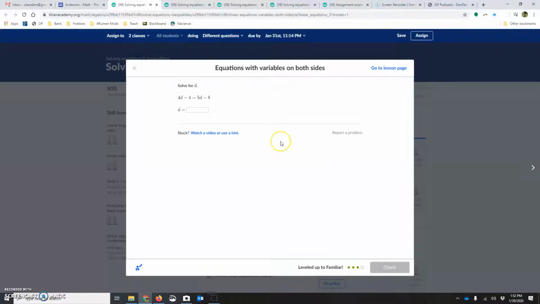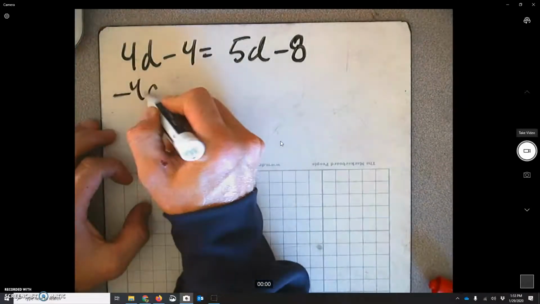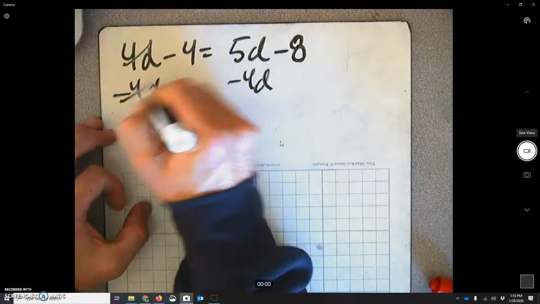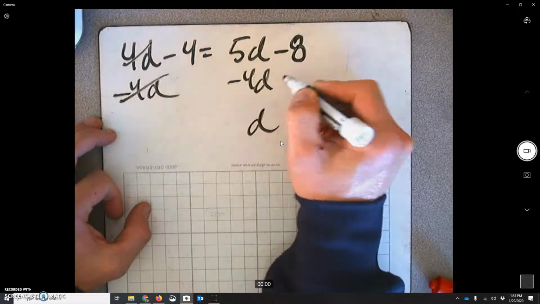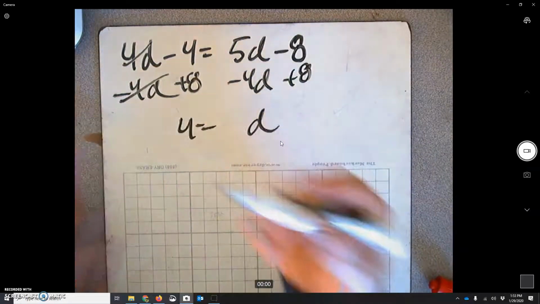Okay, I'll do this one real fast, might as well. I'll write it down. So 4d minus 4 equals 5d minus 8. This time I'll go from the left to the right. So we're subtracting 4d from both sides. Cross, cross, this equals d. Add 8 to both sides. That equals 4. So d equals 4.